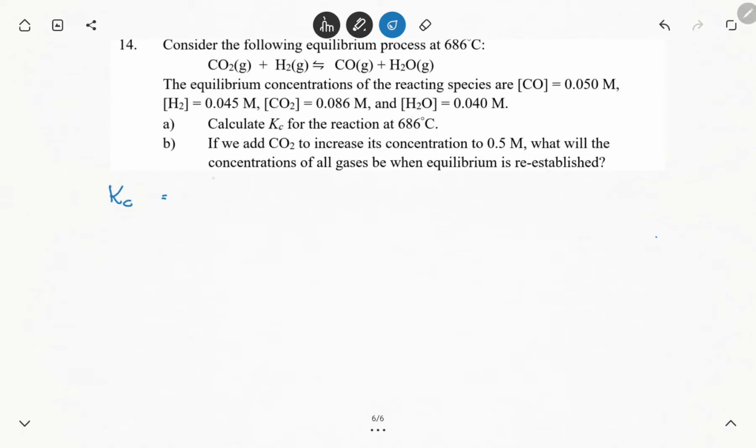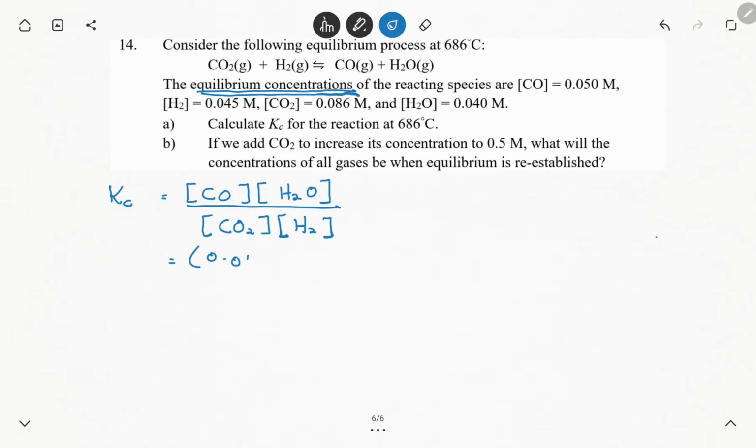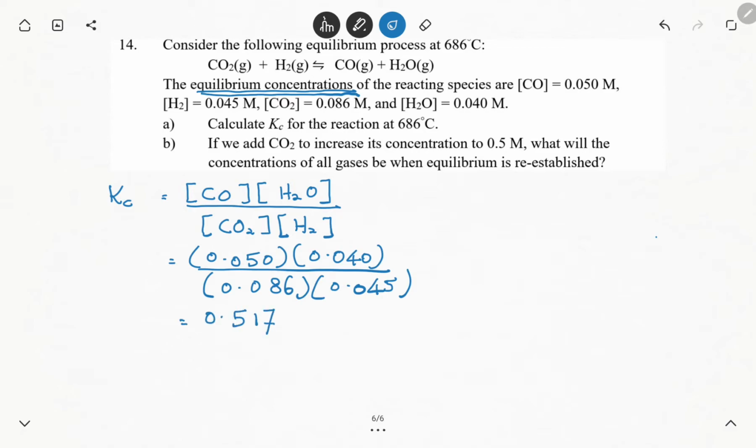Okay, write the Kc expression: the concentration of the products over the reactants. The reactants are CO2 and H2. The concentrations at equilibrium are already given, so just substitute the equilibrium concentration for each species. So we get Kc as 0.517. Okay, this is the Kc value for the reaction at this temperature.